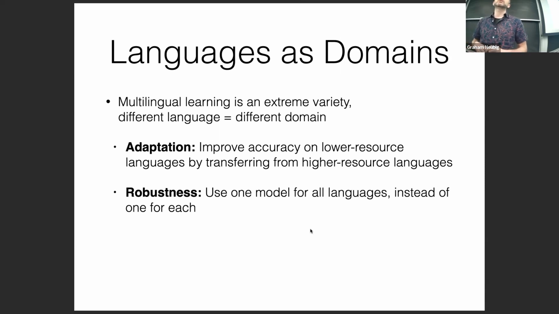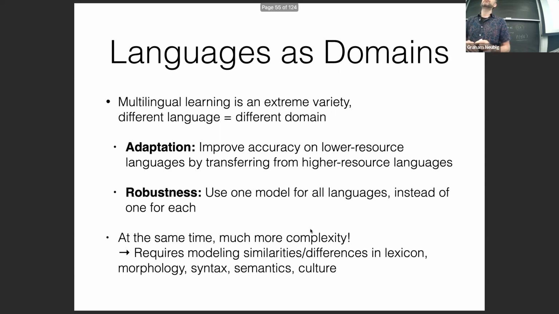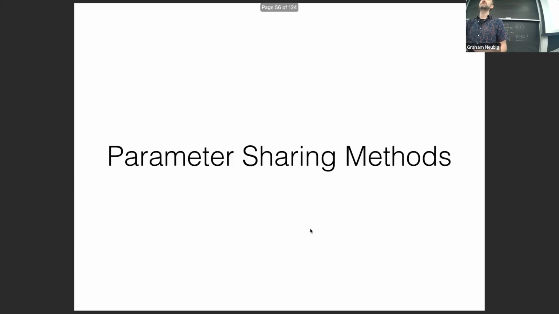And we can also do robustness, so use one model for all languages instead of one for each, and try to create a model that's good at all of them. At the same time, there's more complexity. It requires modeling similarities and differences in lexicon, morphology, syntax, semantics, and culture across all the languages. As I said, there's far too much to say about it for this one class, but you can also view it as a domain adaptation problem.